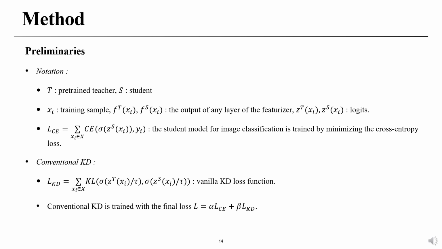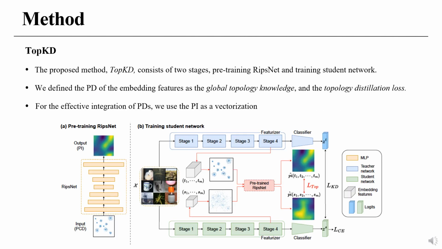Then, the student model for image classification is trained by minimizing the cross-entropy loss. In vanilla KD, the KD loss function is a Kullback-Leibler divergence designed to minimize the difference between the soft logits of the teacher and student. Our proposed model, TopKD, consists of two stages: pre-training RipsNet and training the student network.